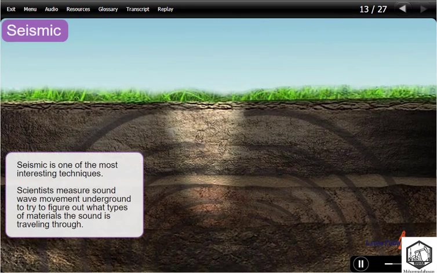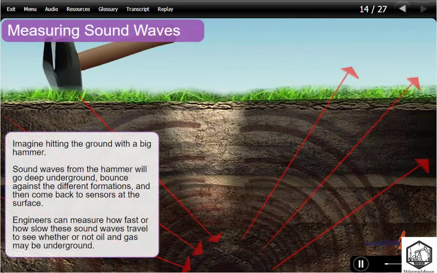Seismic is one of the most interesting techniques. Scientists measure sound wave movement underground to try to figure out what types of materials the sound is traveling through. Imagine hitting the ground with a big hammer. Sound waves from the hammer will go deep underground, bounce against the different formations, and then come back to the sensors at the surface. Engineers can measure how fast or how slow these sound waves travel to see whether or not oil and gas may be underground.